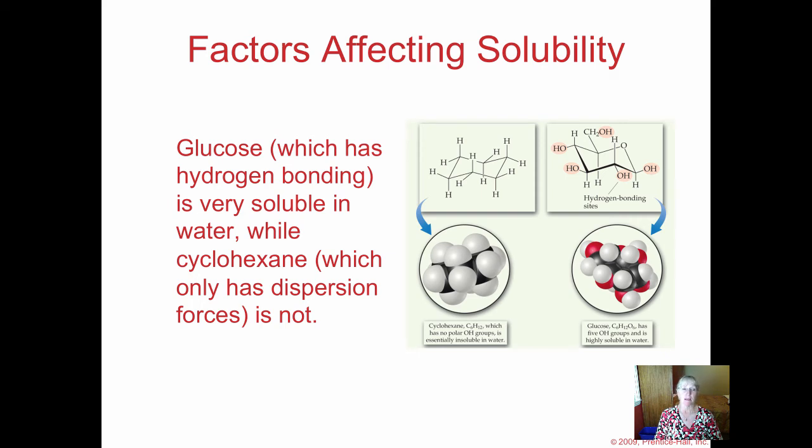Cyclohexane does not have any polar hydroxyl groups. It's essentially insoluble in water.